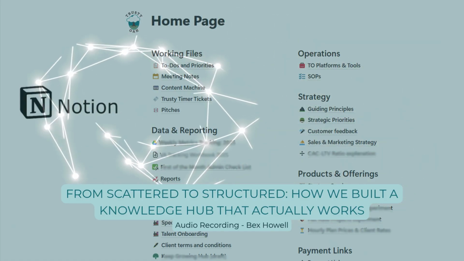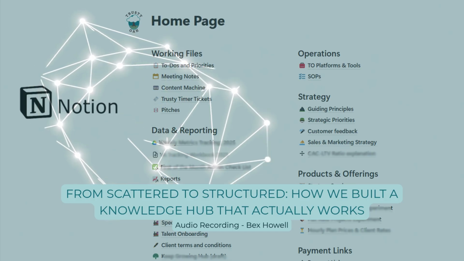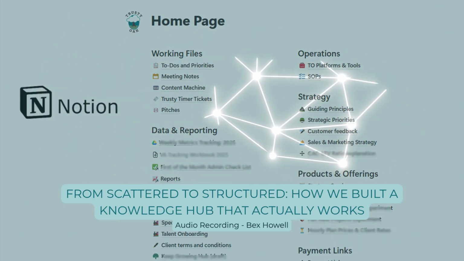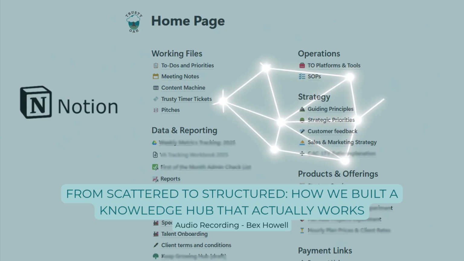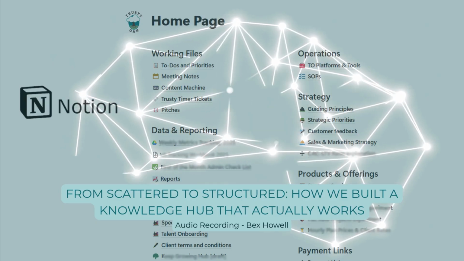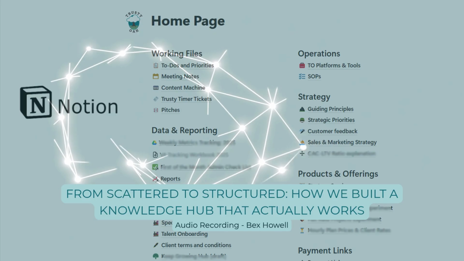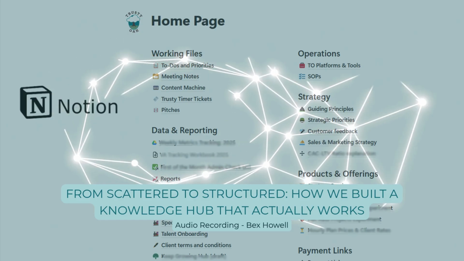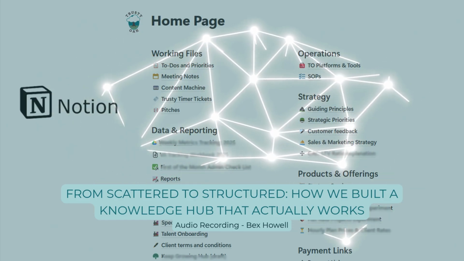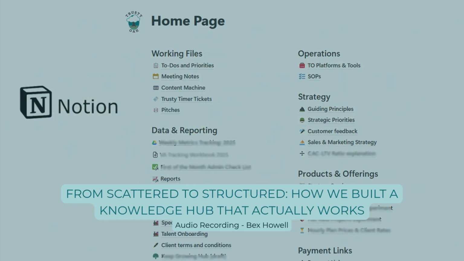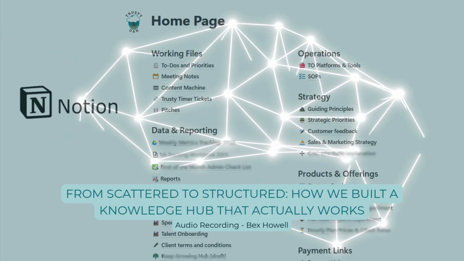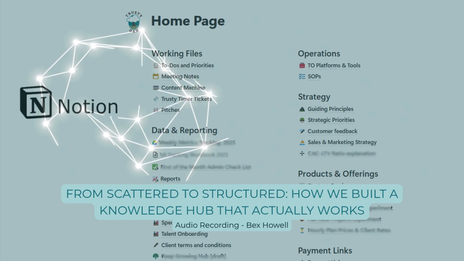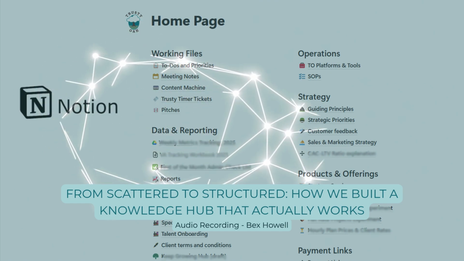Here's one of the biggest mistakes people make with Notion. They try to force everything into it, even when another tool does the job better. Notion is best for documentation, processes and SOPs, strategy and planning, content calendars, and linking resources that live elsewhere. Other tools are better for specific functions. Like I mentioned earlier, we use Attio for CRM, Trusty Timer for time tracking, Google Sheets for data analysis, and Google Drive for file storage.